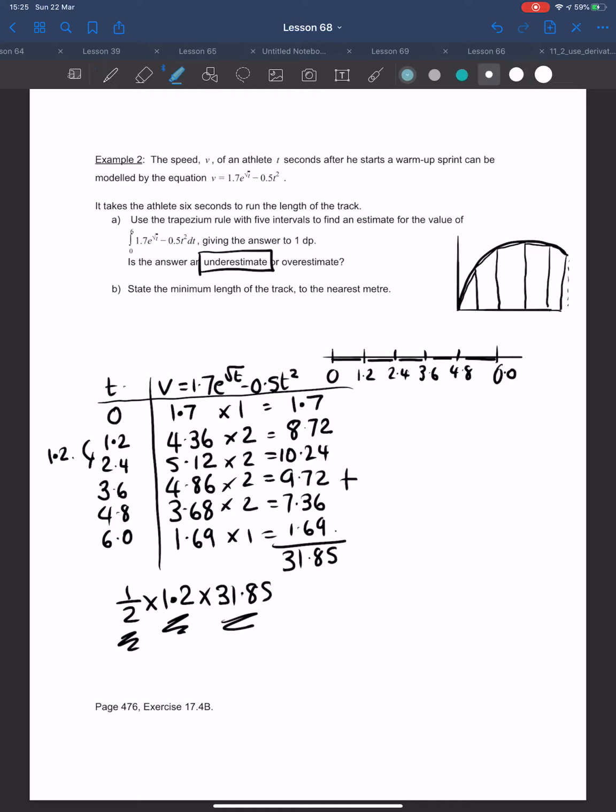39. Getting it right now. 39.43. 39.43, divided by 2 times 1.2. 23.7. Is that metres? Metres? Yeah, it will be. It's the length of the track, isn't it? To 1 decimal place.